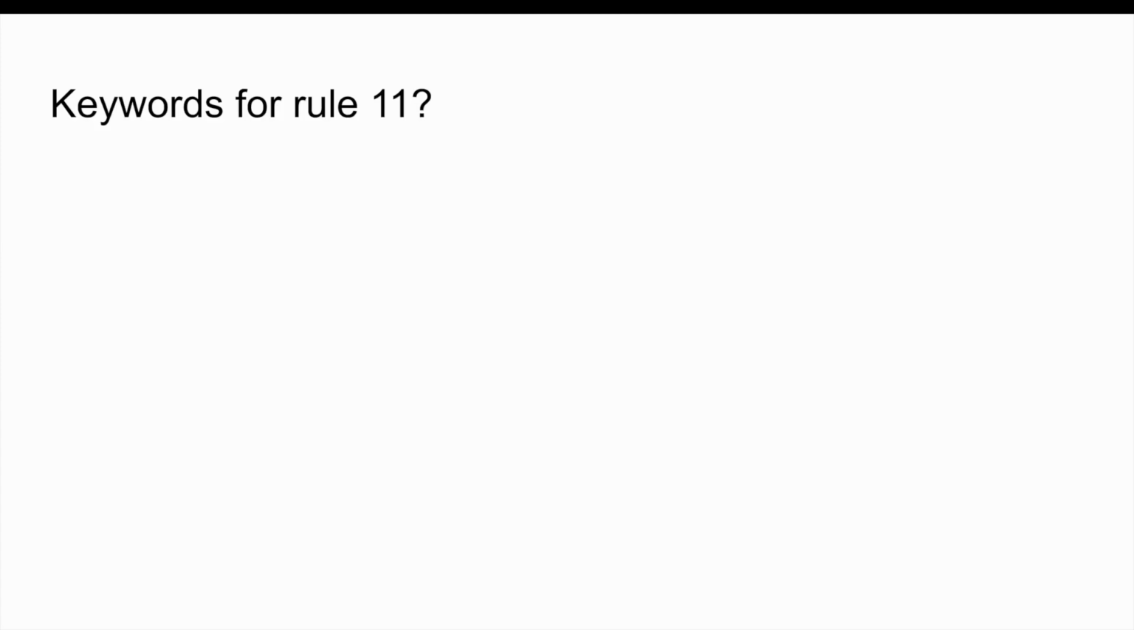What are the keywords for Rule 11? The keywords are warranted by existing law, evidentiary support, and no improper purpose. There are 3. Number 1, warranted by existing law. Number 2, evidentiary support. And number 3, no improper purpose.